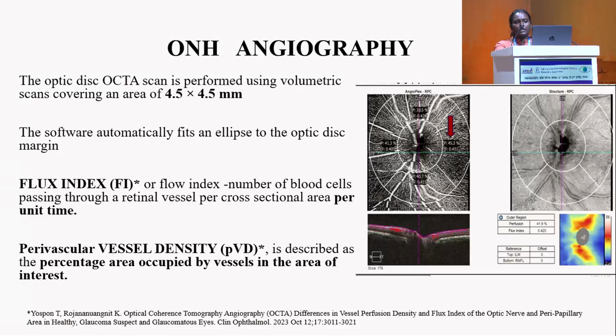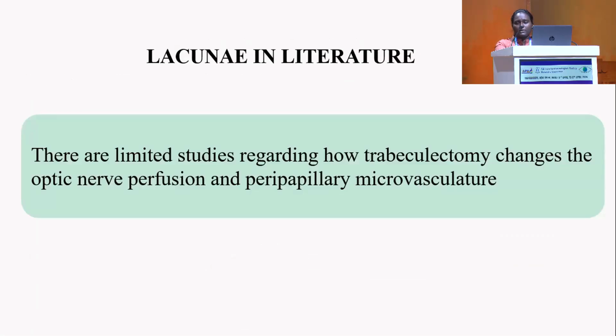Optic nerve head angiography is done, and the scan is taken with an area of 4.5 by 4.5 millimeters, and the software automatically fits an ellipse to the optic disc margin, with which we measure flux index and peripapillary vessel density. Flux index, or flow index, is the number of blood vessels passing through the retinal vessel per cross-sectional area per unit time, and peripapillary vessel density is described as the percentage area occupied by vessels in the area of interest. There are limited studies regarding how trabeculectomy changes the optic nerve perfusion and peripapillary microvasculature.